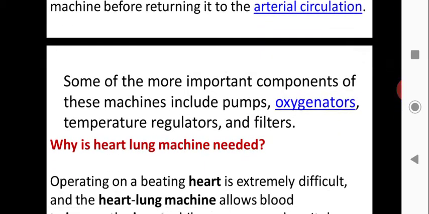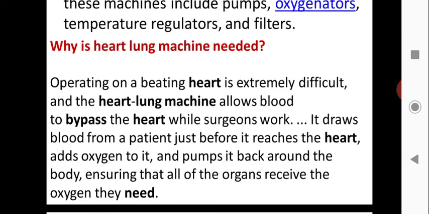Some of the more important components include roller pumps, oxygenator, temperature regulator and filters. The most important are the pump and the oxygenator. So why is a heart lung machine needed? As I told you, operating on a beating heart is extremely difficult, and the heart lung machine allows blood to bypass the heart while surgeons work. It draws blood from the patient just before it reaches the heart, adds oxygen to it and pumps it back around the body, ensuring that all of the organs receive the oxygen they need during the surgery.